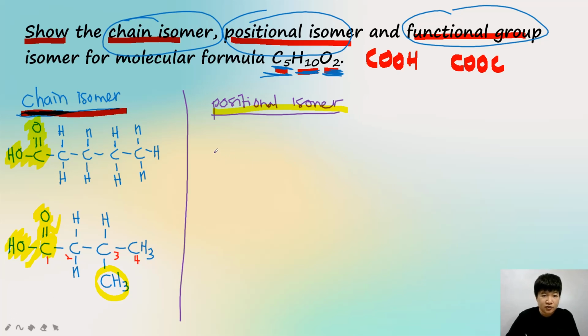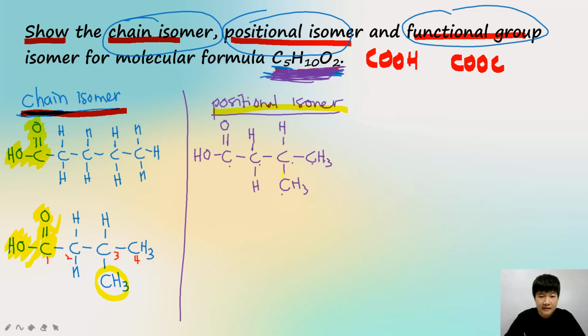Let's try. So I'm still having a 4 carbon straight chain. My double bond OH is still on the first carbon. I'm copying this back. My CH3 is here. Complete all the carbon with hydrogen. Make sure you don't put extra. Make sure you check with the molecular formula that is given to you. C5H10O2. Okay? And the positional isomer is changing the position of this branch.